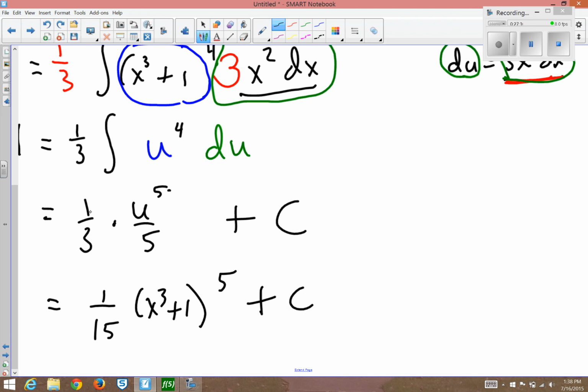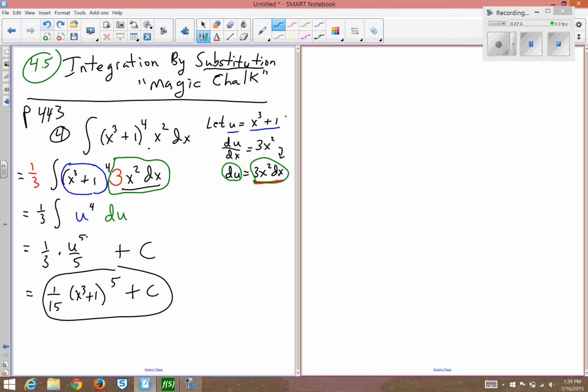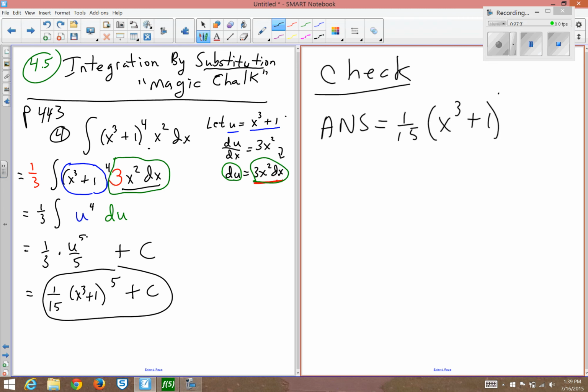All right, so there's the 1/15. 3 times 5 is 15. It says u to the 5th. u is really x cubed plus 1. So now if you check it, you'll see why this all makes sense. So this side is for checking. We just achieved the answer 1/15 times x cubed plus 1 to the 5th plus any constant.